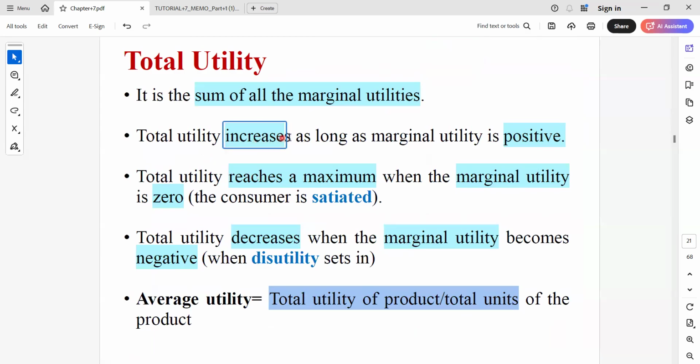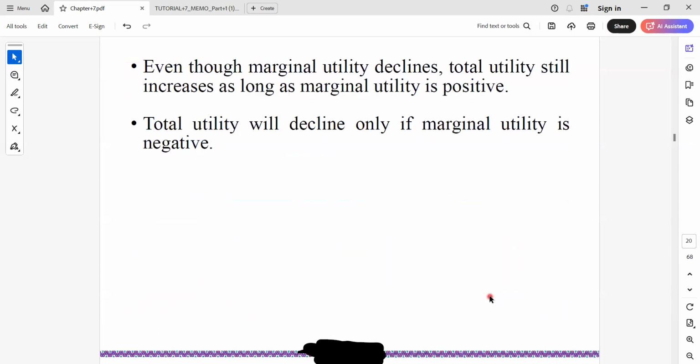So total utility increases as long as marginal utility is positive. It reaches its maximum where marginal utility is 0. The consumer is set, I think they wanted to say satisfied. The total utility decreases when marginal utility becomes negative, when disutility sets in. Average utility is the total utility of a product divided by the total units. So if you want to calculate your average utility, you take your total utility of the product and divide it by the total units of the product.